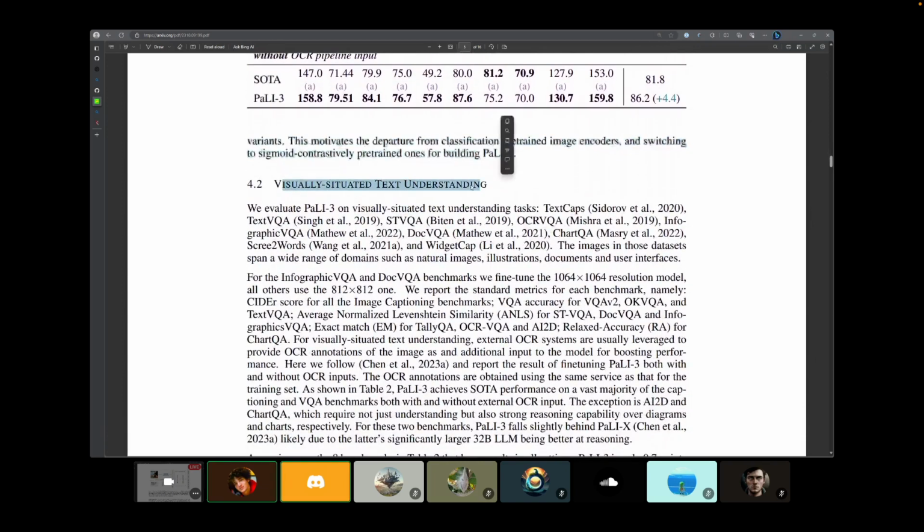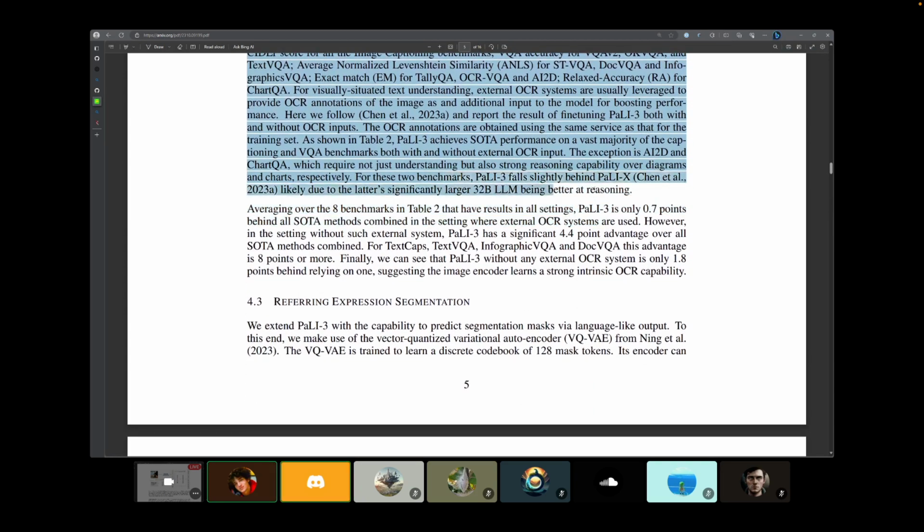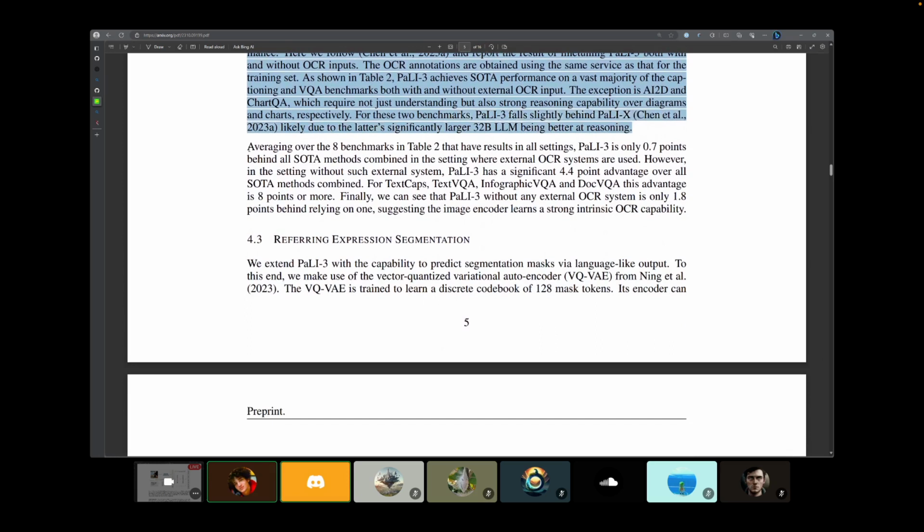Visual situated text understanding. We evaluate Poly 3 on visually situated text understanding tasks, text caps, and infograph QA. The images in these datasets span a wide range of domains such as natural images, illustrations, documents, and user interfaces. For infograph VQA, we don't really need to read that. Averaging over 8 benchmarks in Table 2, we see results in all settings.